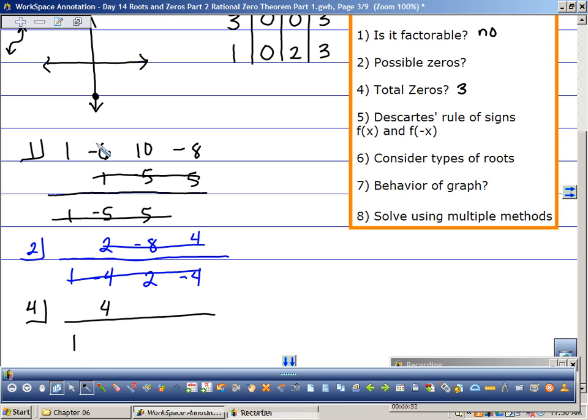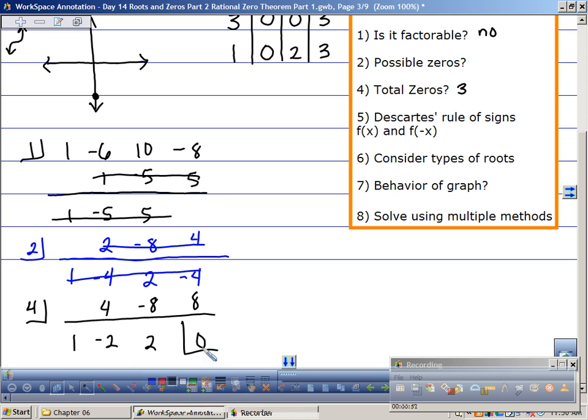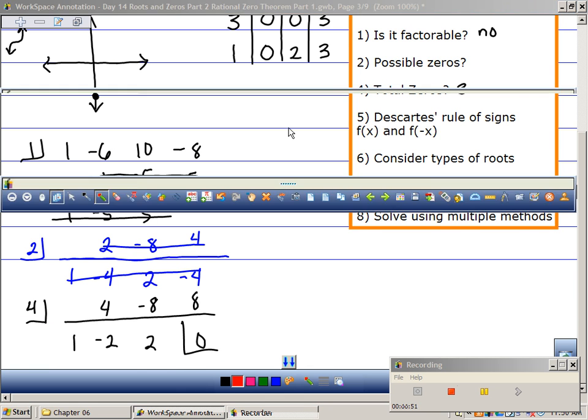4 times 1 is 4. Negative 6 and 4 is negative 2. 4 times negative 2 is negative 8. Negative 8 and 10 make 2. 4 times 2 is 8. Negative 8 and 8 make 0. Bingo. There it is right there.